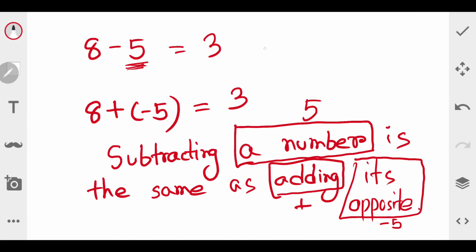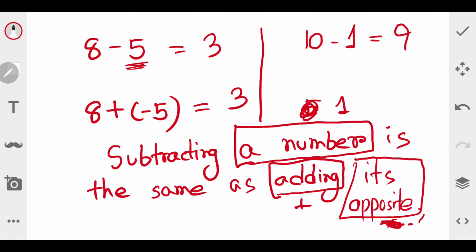If you look at our second example, we were subtracting 1 from 10, which gives 9. Again, we use the same concept, subtracting a number. In this case, what's the number? The number is 1, so we don't have 5 anymore, we have 1. Subtracting 1 is the same as adding its opposite. What's the opposite of 1? It's -1. So it will be 10 plus -1, and we end up with 9. So they are the same.